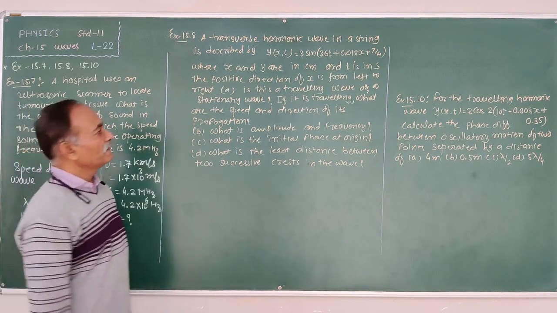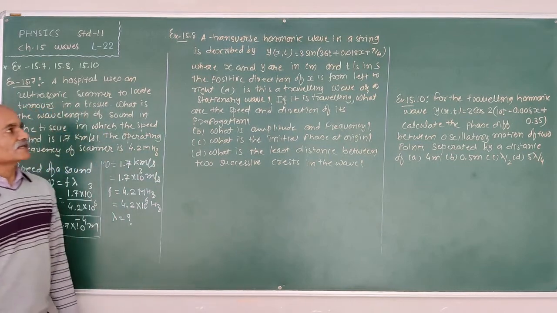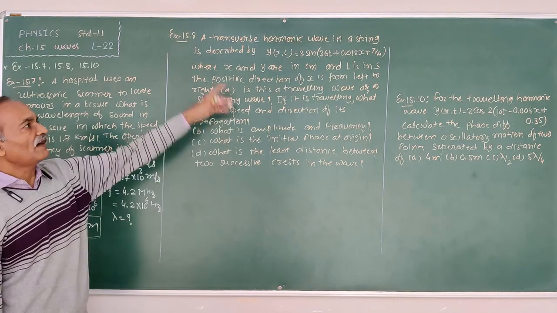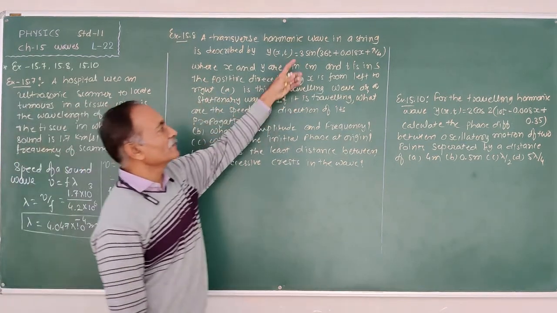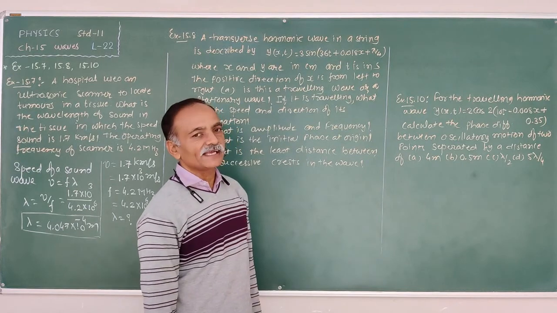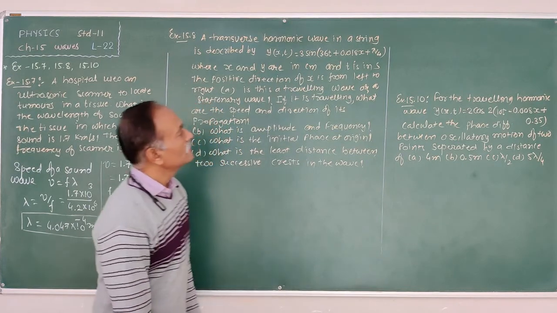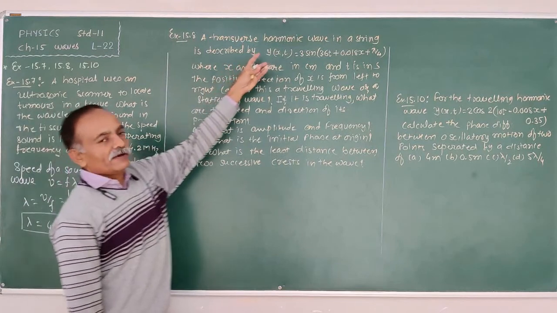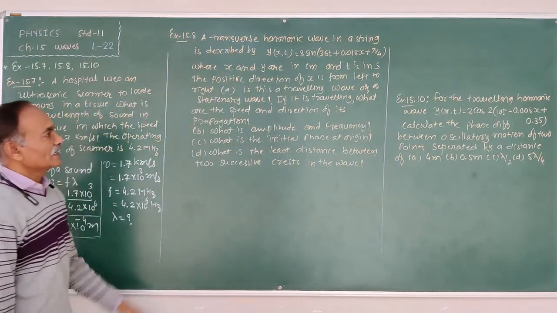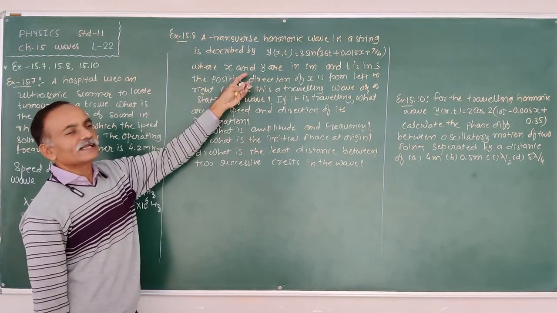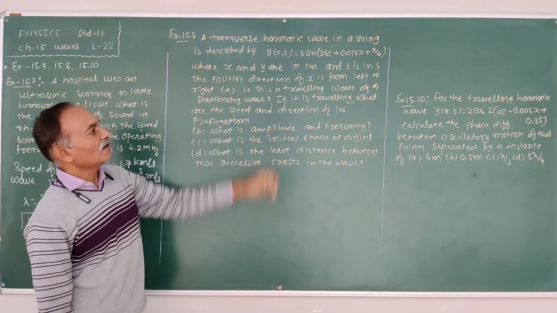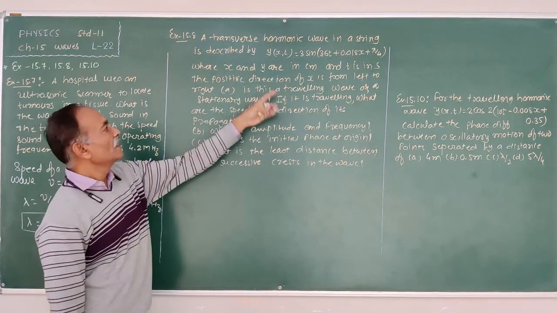Now next, 15.8. A transverse harmonic wave in a string is described by the equation y(x,t) is equal to 3 sine (36t plus 0.018x plus pi by 4). So the harmonic wave is represented by this equation, where x and y are in centimeter and time t is in second. The positive direction of x is from left to right.